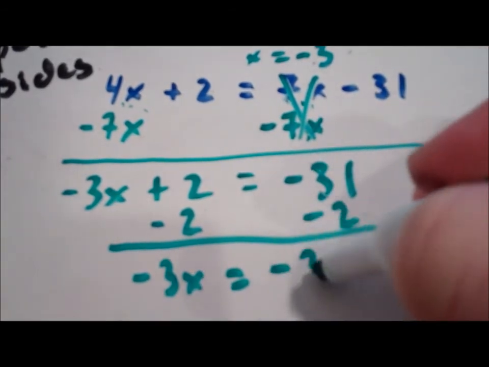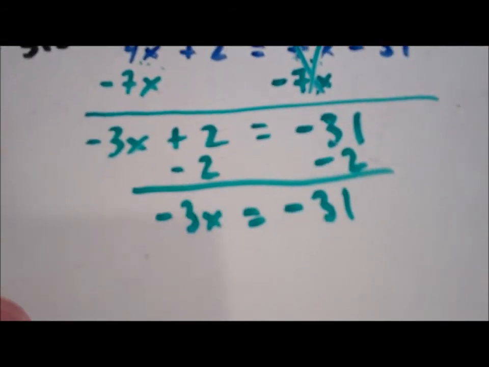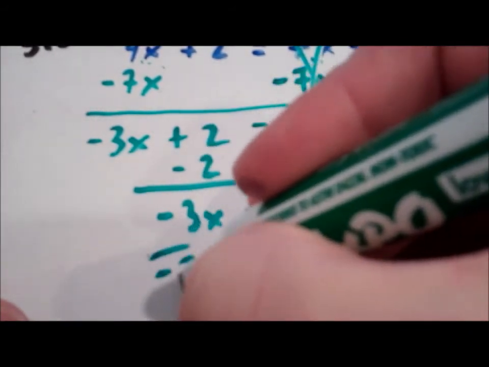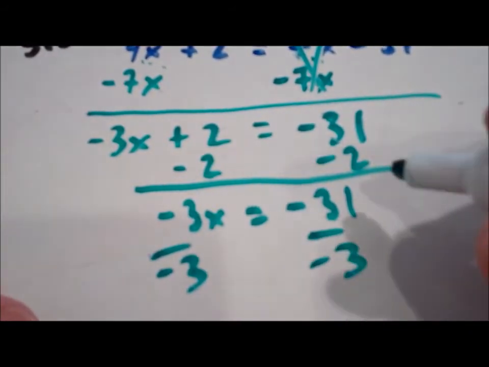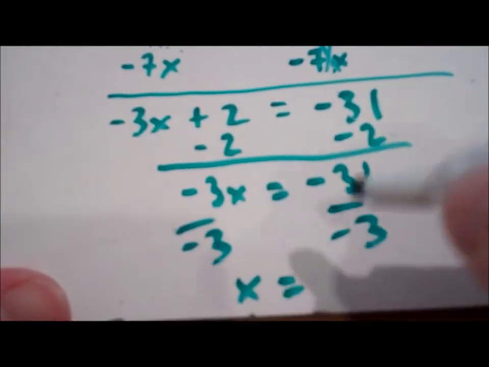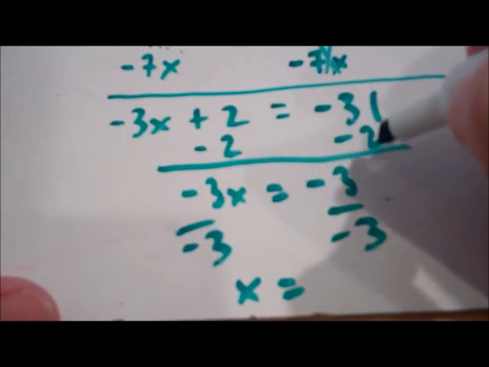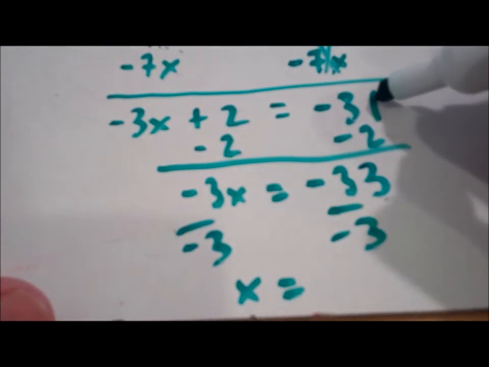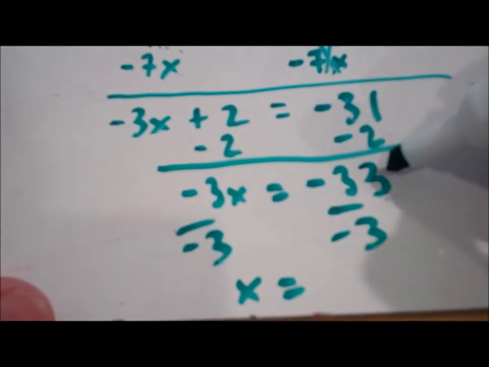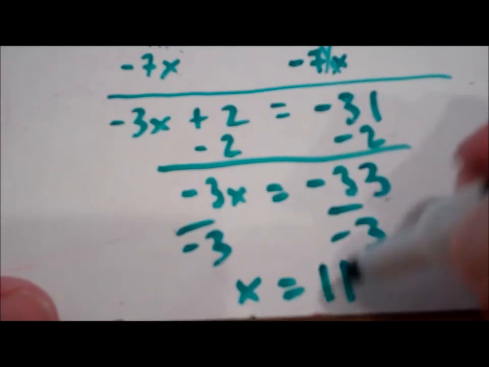Negative 31. And then I divide by a negative 3. And x will be equal to... I made a mistake. Negative 31 minus 2 is negative 33. Negative 33 divided by negative 3 is a positive 11.